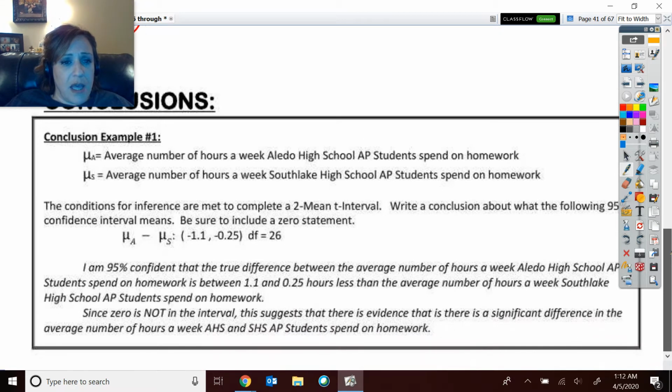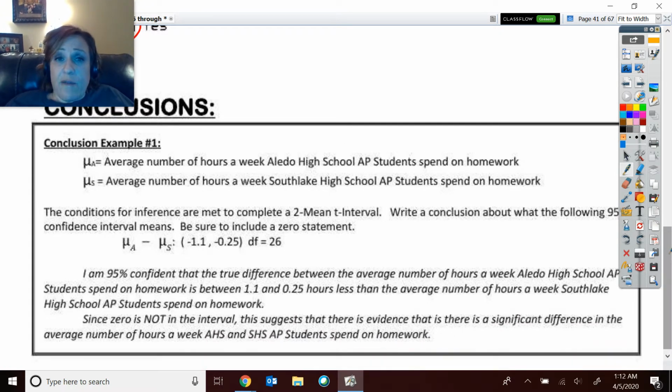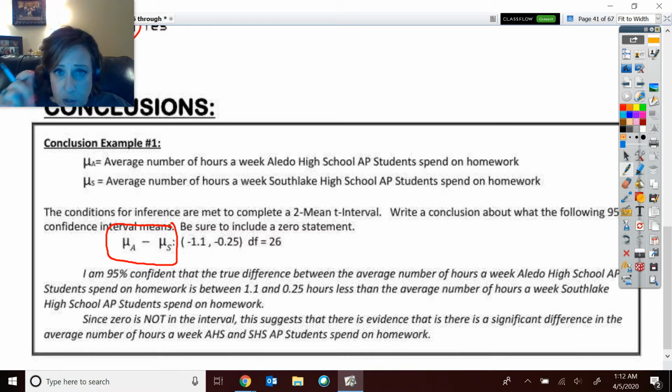Here's how a conclusion might look if we have those 2 separate averages, okay? So this would be the average hours per week AP students at AHS spend on their homework, okay? So remember, when we write our interval, we want to show how we do that subtraction. And we have them written for 2 different means. When we do our parameters and such, we show those parameters for 2 different means, and we've defined them with those 2 separate means. Okay?